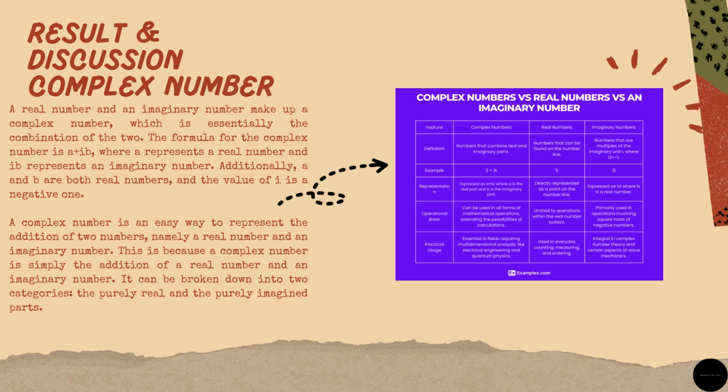A complex number is an easy way to represent the addition of two numbers, namely a real number and an imaginary number. This is because a complex number is simply the addition of a real number and an imaginary number. It can be broken down into two categories, the purely real and the purely imaginary parts.